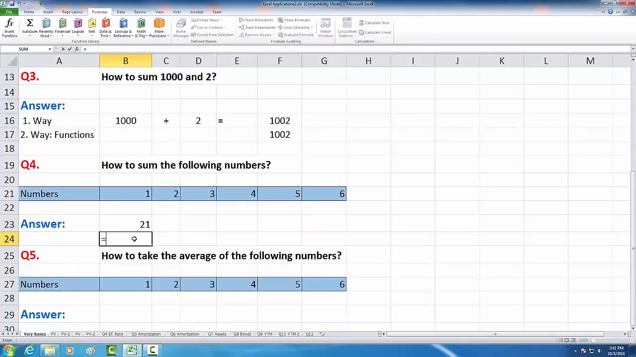Instead of using this way, you can use the functions. The function was sum. You can write it yourself, or you can go to the formulas ribbon and click on that.